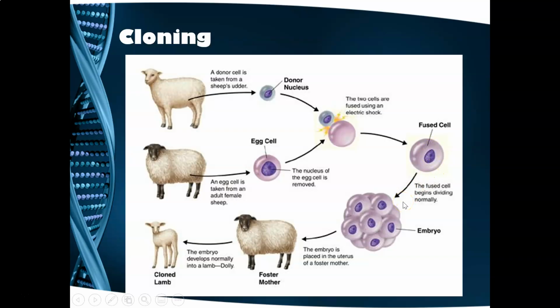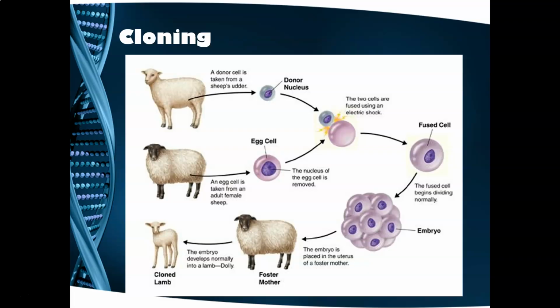Allow that cell to start dividing in a petri dish, create an embryo, a bundle of cells that then can be placed in the uterus of the mother. That mother then will grow up that sheep, and here's your cloned lamb. So this lamb is essentially genetically identical to this one. That being said, keep in mind we're talking about genetically identical in the sense that they have the same A's, T's, C's, and G's.